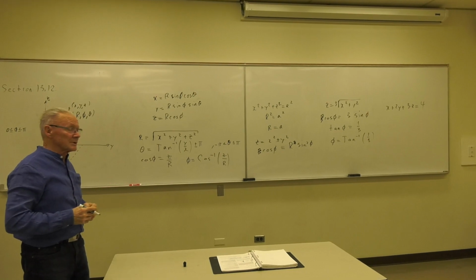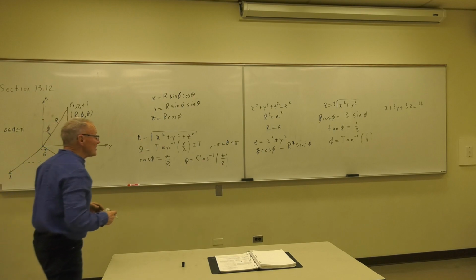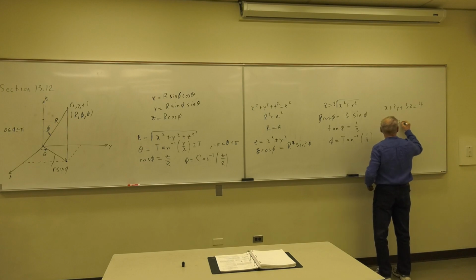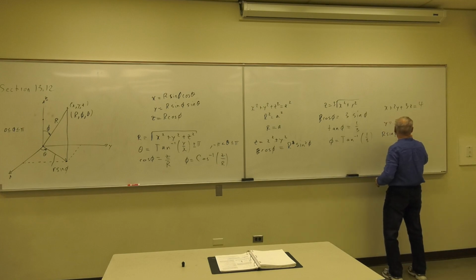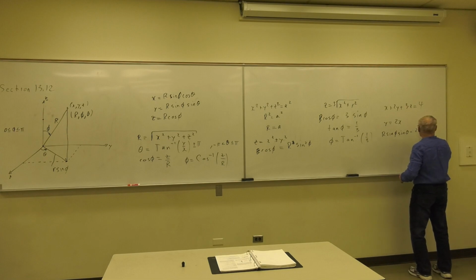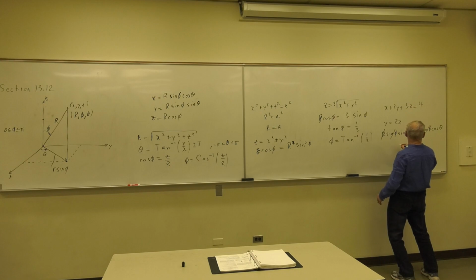So spherical coordinates are not built for planes in general. What if you put in, say, y is equal to 2x? That's a plane. Now what? Y is equal to r sine phi sine theta, and then you've got 2r sine phi cos theta. You cancel the r's, you cancel the sine phi's, and what do you have left?